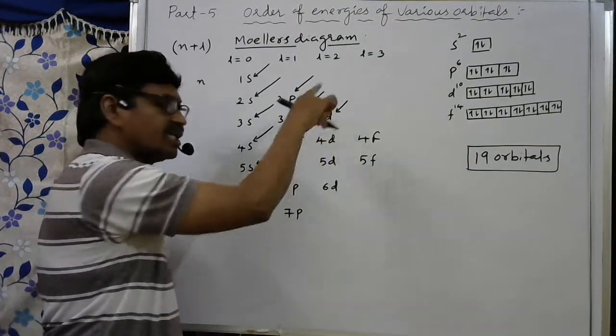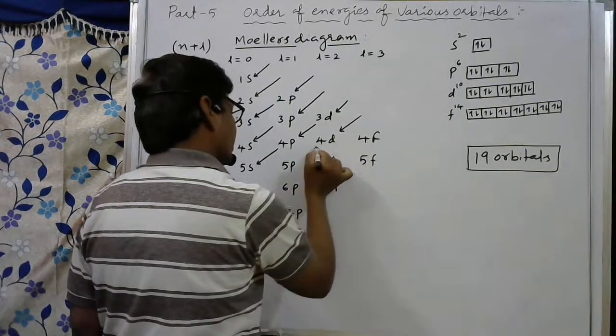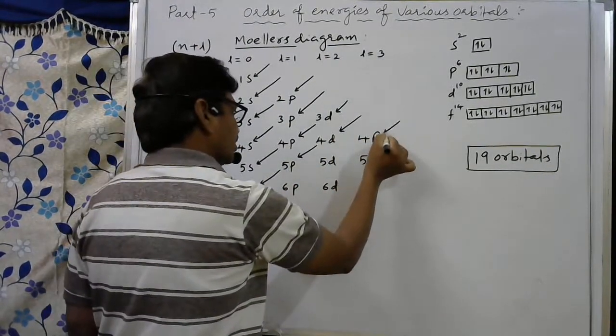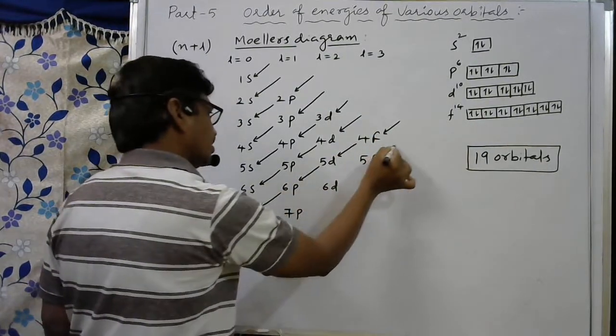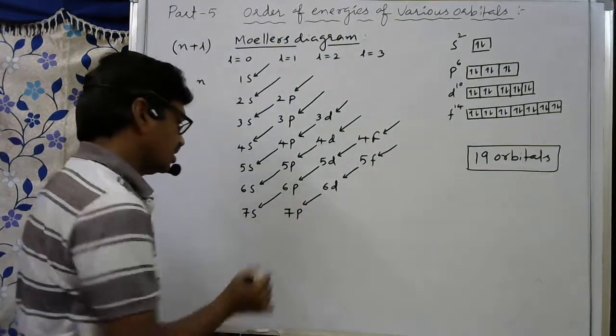First, 3d orbital will take electrons. Then similarly 4d, 5p, 6s. Afterwards, you see, the electrons will enter into different orbitals. This is the Aufbau diagram. This is the Aufbau diagram.